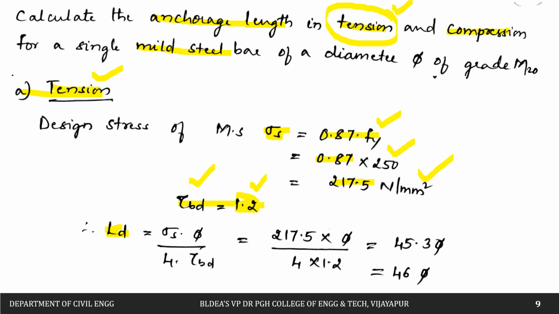Then next we have one formula: L D, the development length, is equal to sigma s into phi divided by 4 times tau BD. We will keep this phi as it is. Sigma s is 217.5, and tau BD, as we just saw from the table, is 1.2. If you simplify this, keeping phi as it is, it is approximately 45.3, or approximately 46 times phi, which is the diameter of the bar. So when we use a mild steel bar in tension, the development length will be equal to 46 times the diameter of the bar.